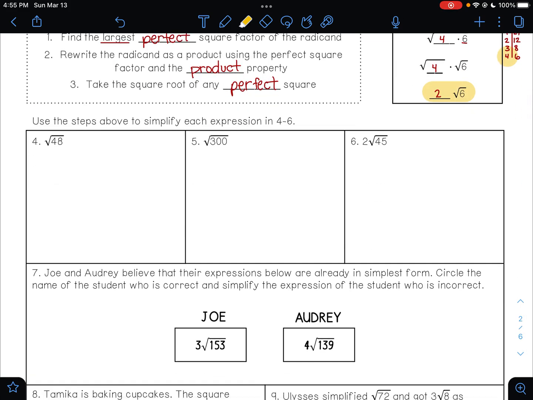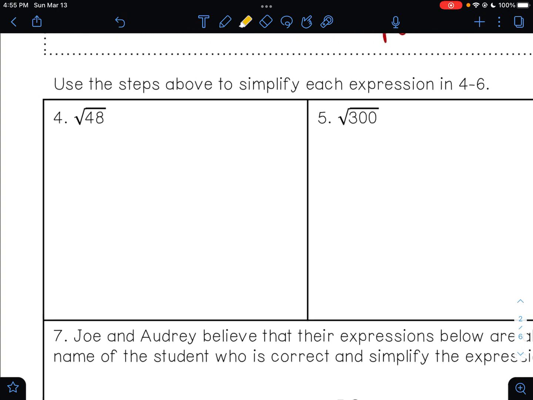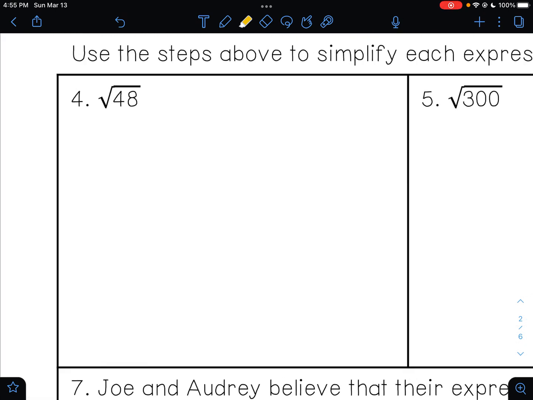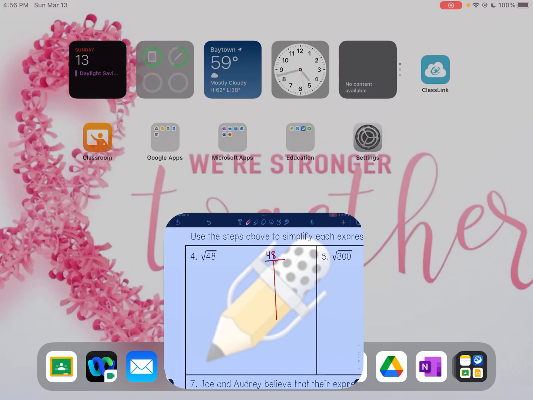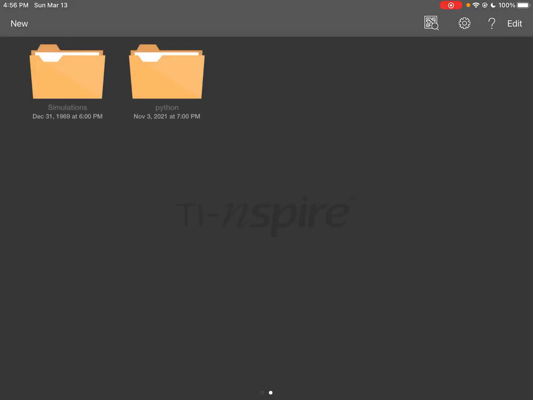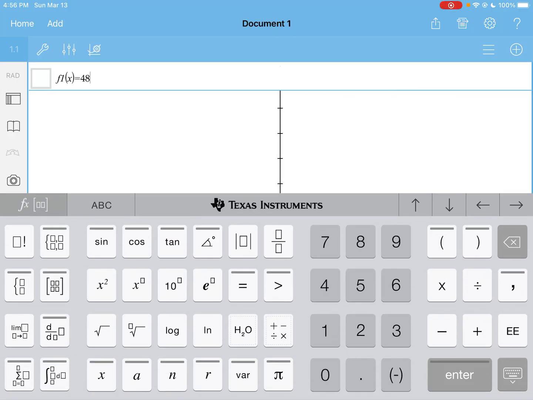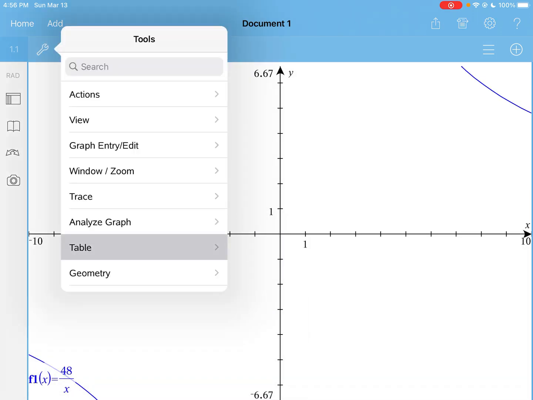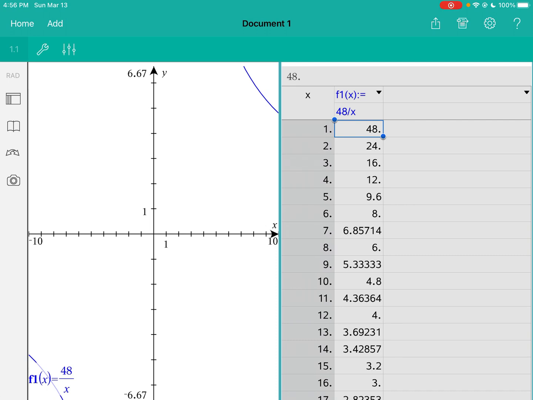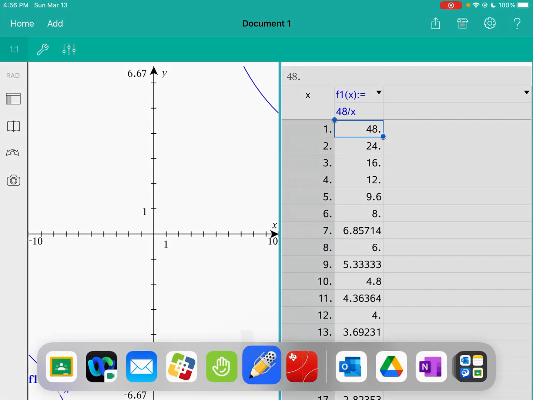Okay. So we're going to do these together. So here we go. We have the square root of 48. So let's see what we have. So 48. I'm going to show you again, just in case you forgot, how to use the calculator. So we're going to go to our calculator screen. We're going to add a graph. We're going to do 48 divided by x. Enter. Control T. Here's all our factors, so I'm going to put my notes on top.